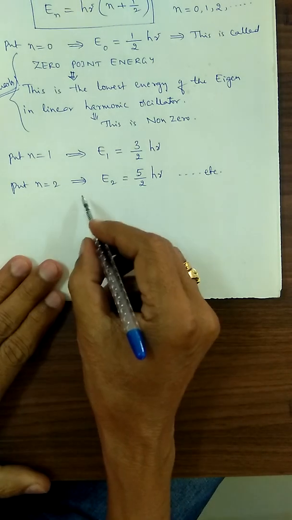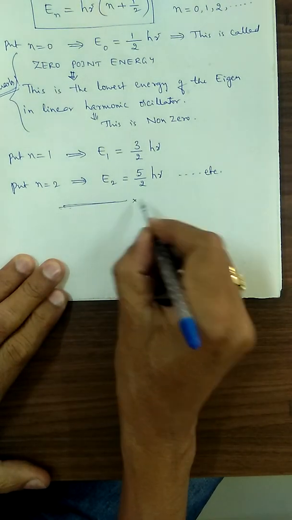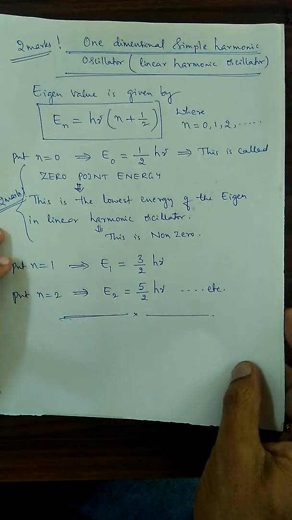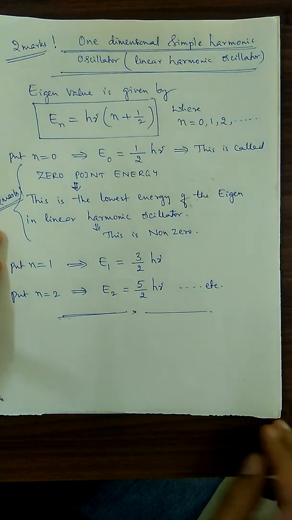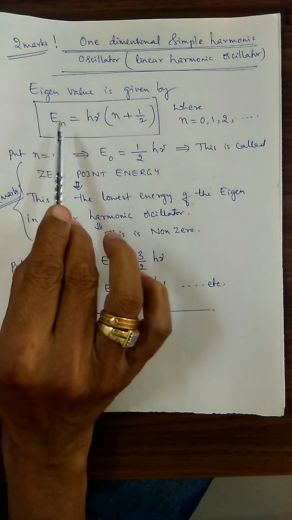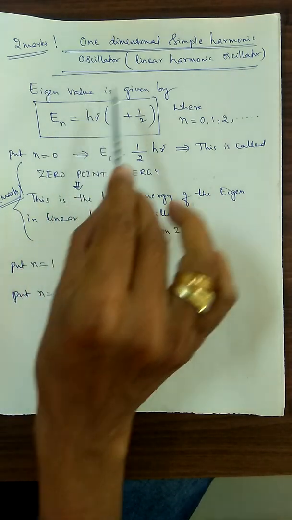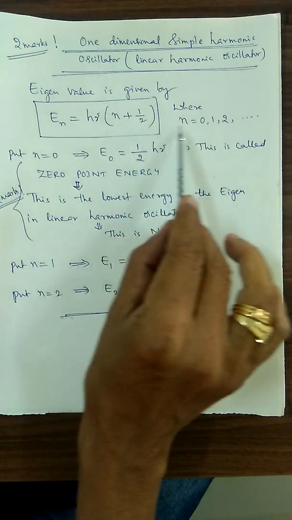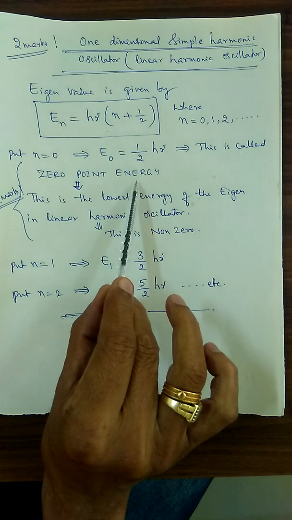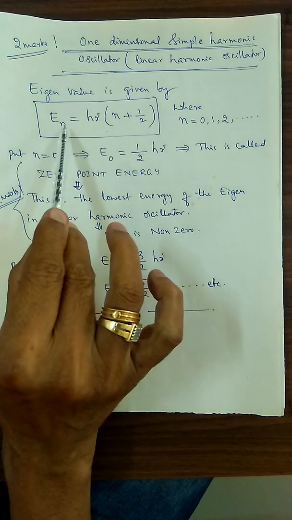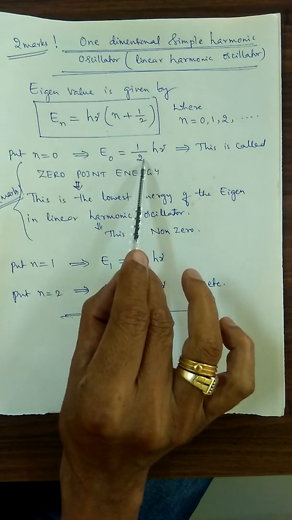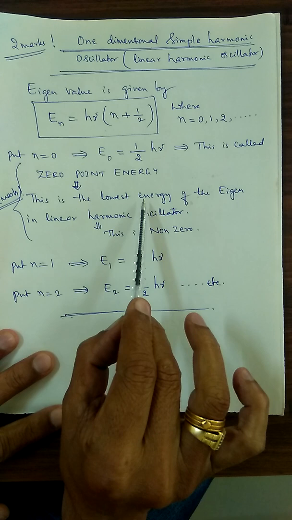That's all about the Schrodinger wave equation. That's all the concept. So just to go through this according to your syllabus, we are asking these two very important 2 marks questions. Write an expression for eigenvalue in the case of linear harmonic oscillator. You have to write this, 2 marks. What do you mean by 0 point energy? For this equation, if you put n is equal to 0, E0 is equal to h nu divided by 2. This is the lowest energy of the eigenvalue.